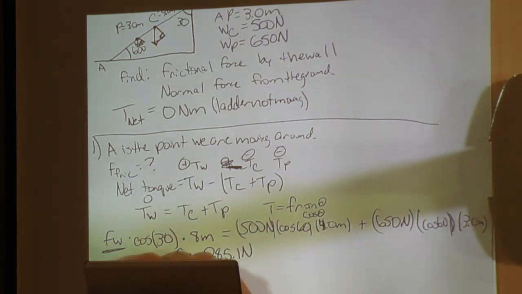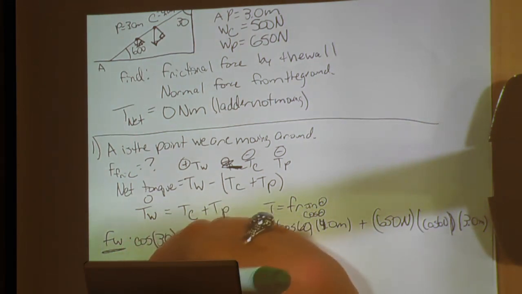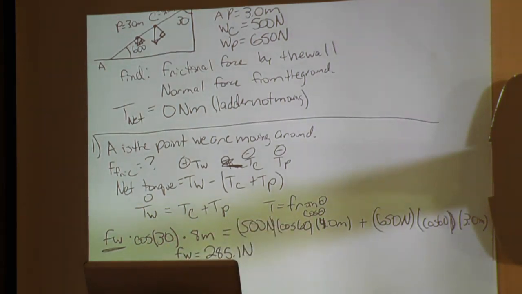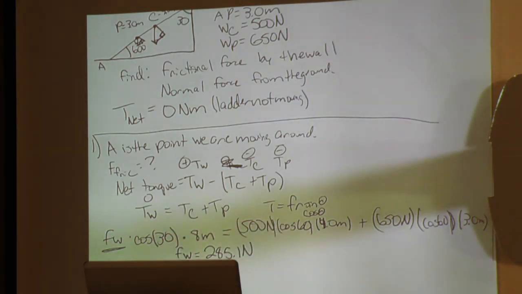I'm going to go ahead and start writing things down for part 2. So the pivot is at B, or the point that we're moving around is B. We can remember that net torque is still 0. Are you all done with part 1, or are you still working? Seeing some thumbs up.